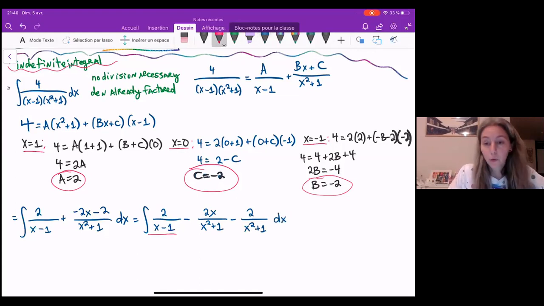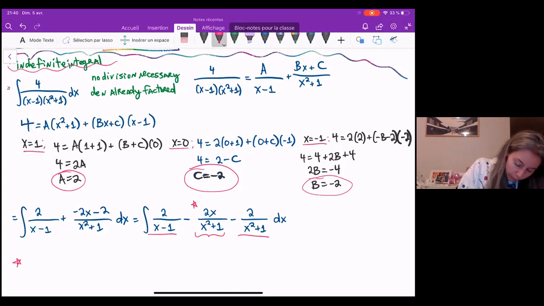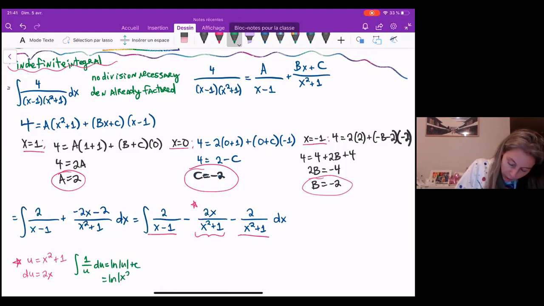2 over x minus 1 is a known form. 2 over x squared plus 1 is a known form. The only thing we really have to think about is this, and the derivative of x squared plus 1 is 2x, which is just on top. So we're just going to really briefly do that substitution to show it. u is x squared plus 1, du is equal to 2x, so I end up with the integral of 1 over u du, which gives me ln u plus c, which gives me ln of x squared plus 1 plus c.